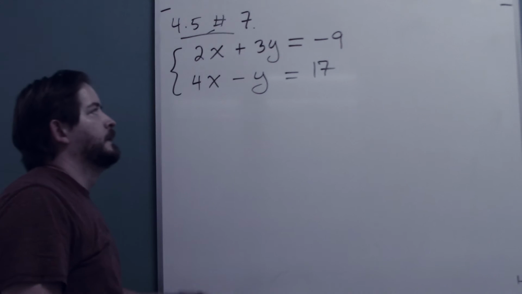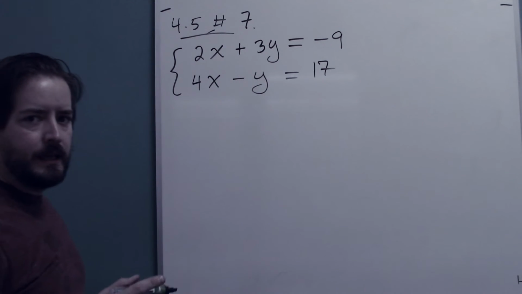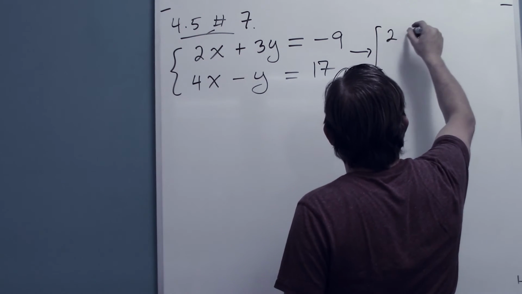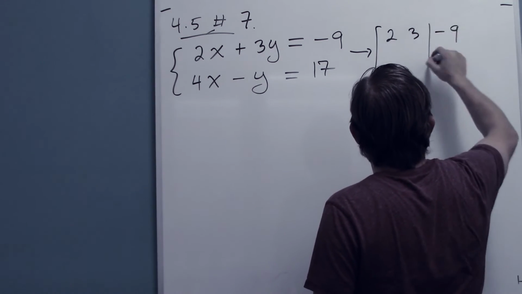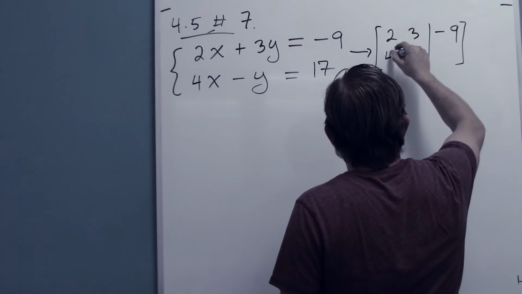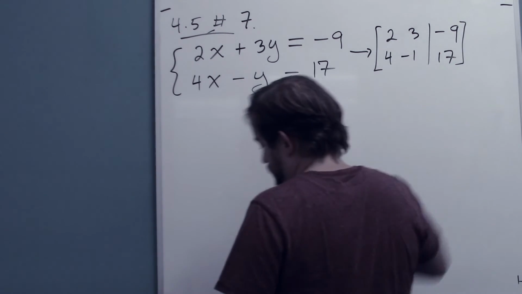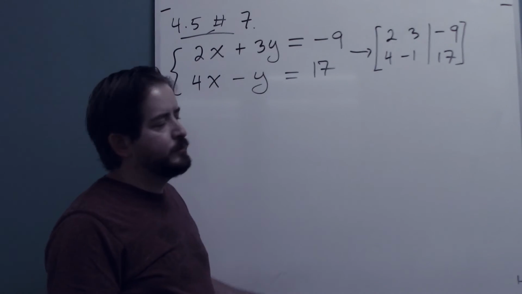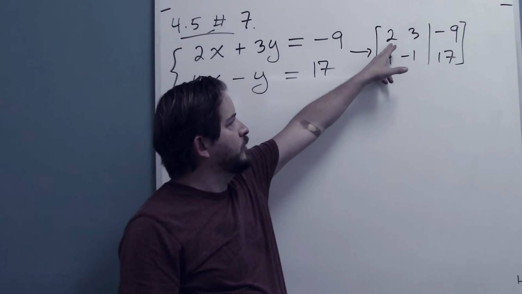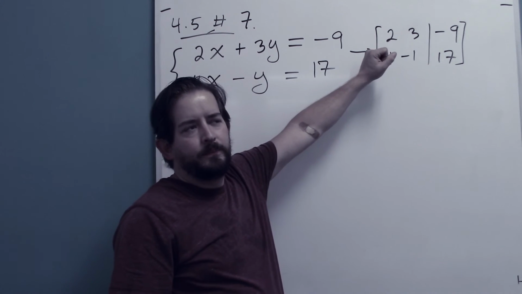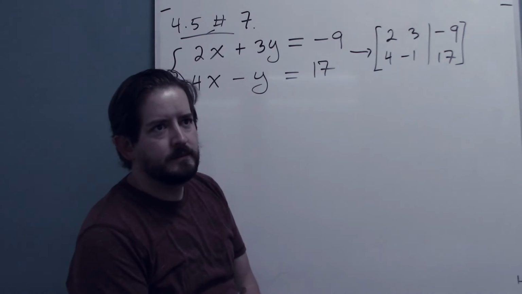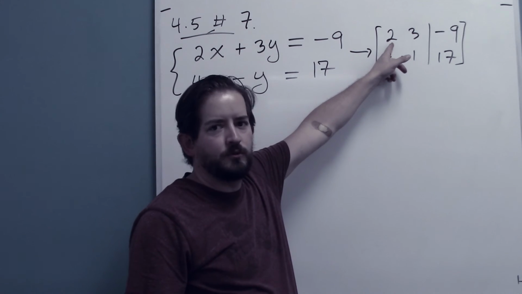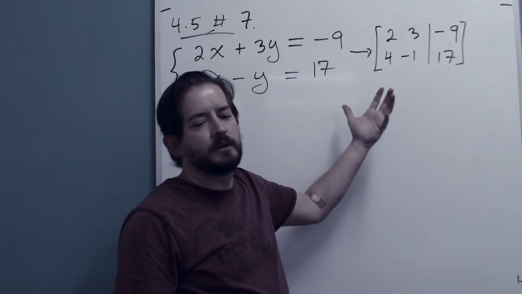Okay. First, I'm going to write this as a matrix, right? So this becomes 2, 3, -9, 4, -1, 17. Now, it doesn't look terrible, but if I try to go through my method and get a 1 here, my step 1 doesn't look great, because I can't double this. Double 2 is 4. Subtract your 4, you get a 0, not a 1.